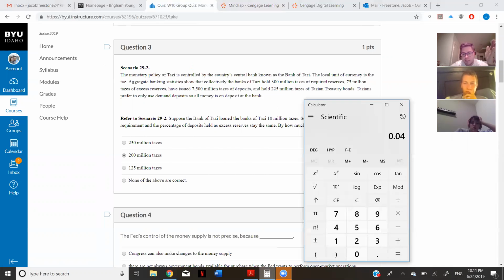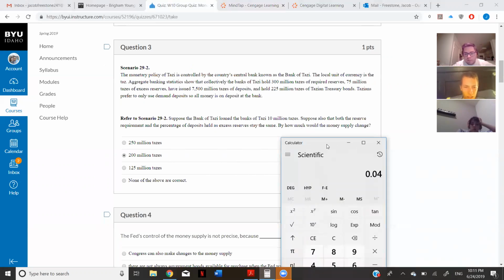So change in money is equal to what, Tanner? That was the money multiplier right there. I think it's 4. And then times the change in excess reserves. Change in excess reserves, yeah. So 4 times 75 minus 10 million, or 75 minus 10, which is 65. Is that what you did? I can't remember.